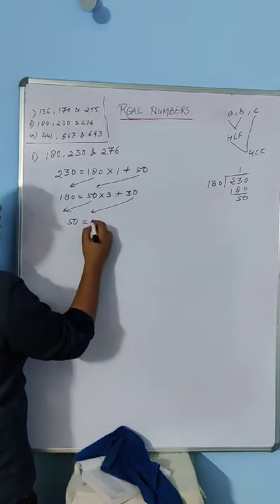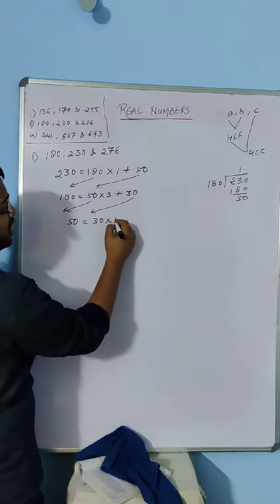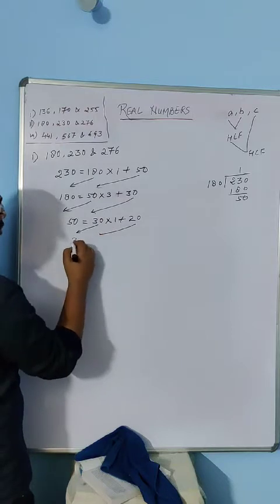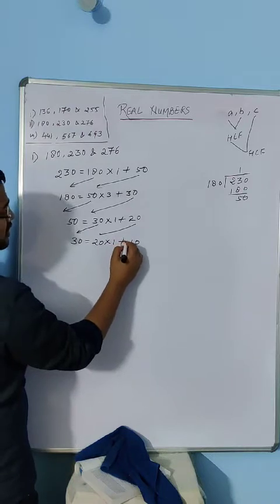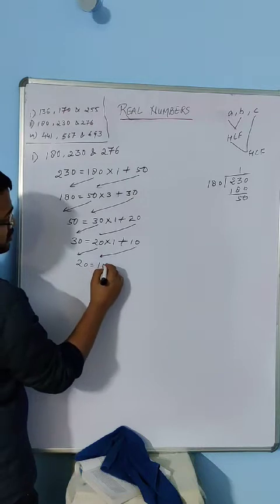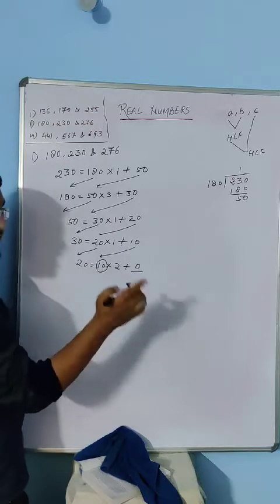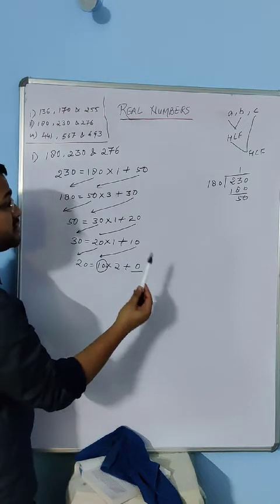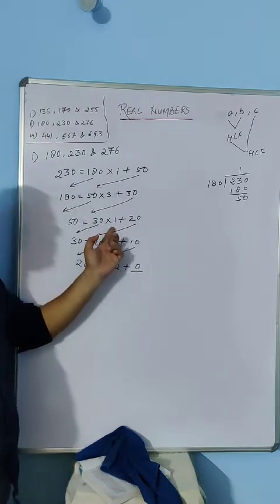Now 50 divided by 30 goes one time, giving a remainder of 20. Now 30 divided by 20 goes one time, leaving a remainder of 10. Now 20 divided by 10 goes 2 times, leaving a remainder of 0. So here the divisor becomes your HCF, and at every step the concept remains the same, that is, dividend is equal to divisor into quotient plus remainder.